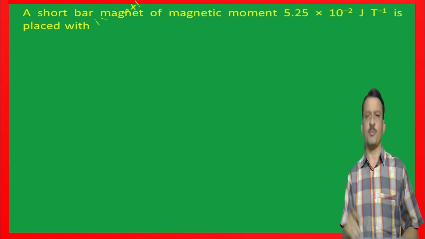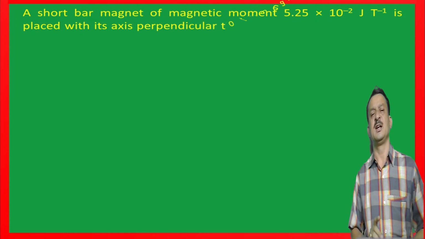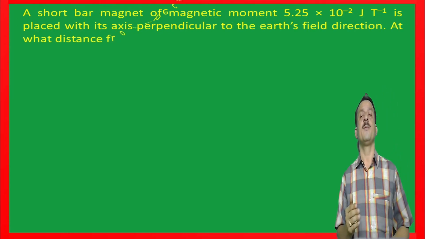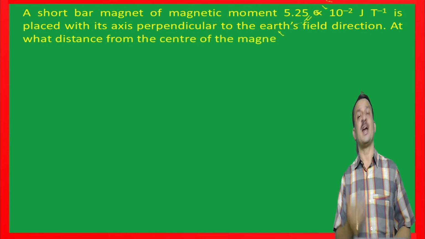Okay, next problem. A short bar magnet of magnetic moment 5.25 into 10 to the power of minus 2 joules per Tesla is placed with its axis perpendicular to the Earth's field direction.